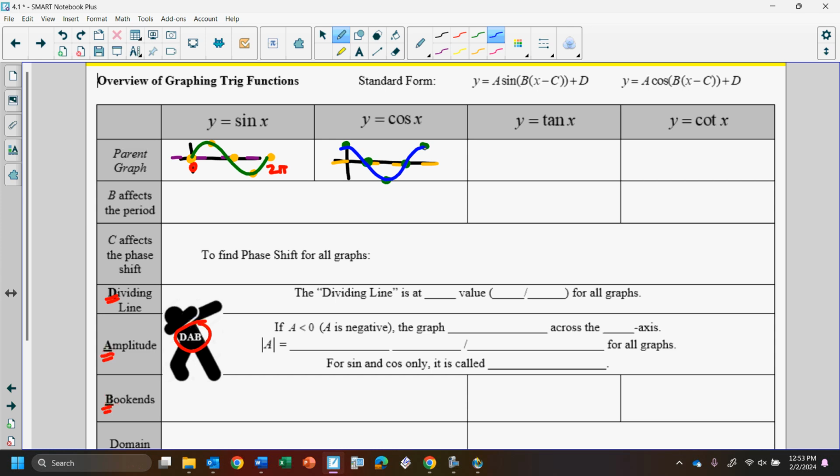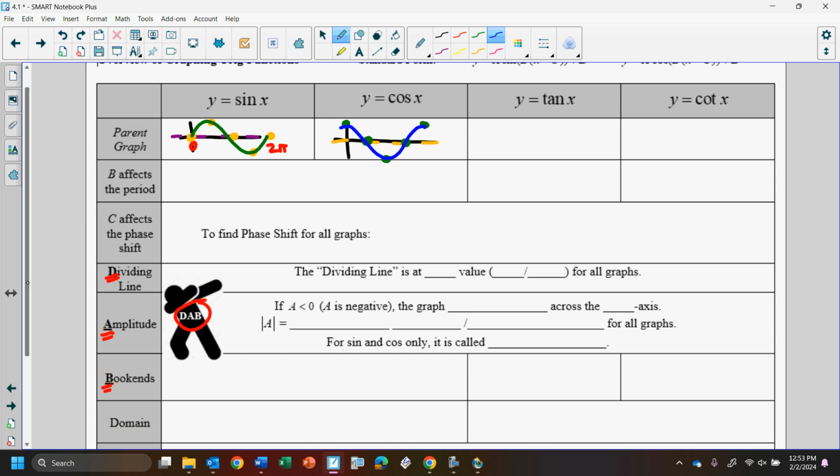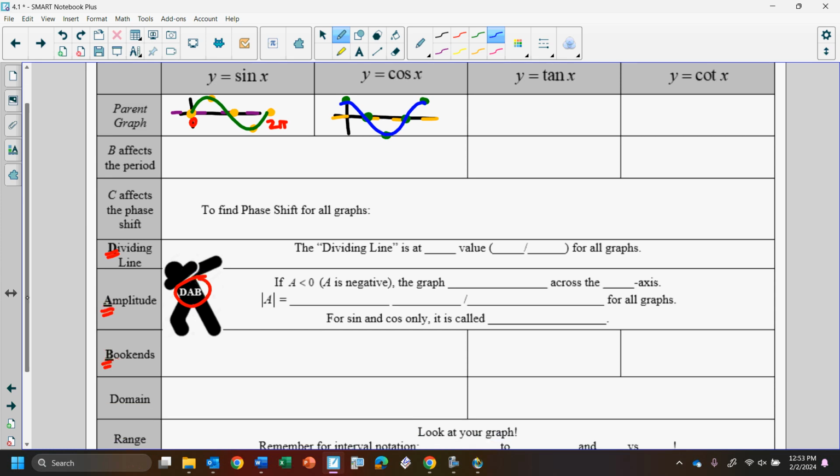For now, I want to talk about DAB, and it's cheesy and annoying, but it is going to help you remember how to graph these lines, okay? What DAB is going to do is it's going to kind of create like a box. So you start with the dividing line, okay? The dividing line comes from which transformation? D. It moves that graph up and down, okay? So you start with that dividing line. It kind of like splits through the middle of the graph. You figure out where that is.